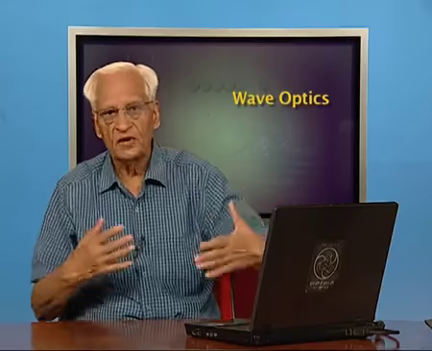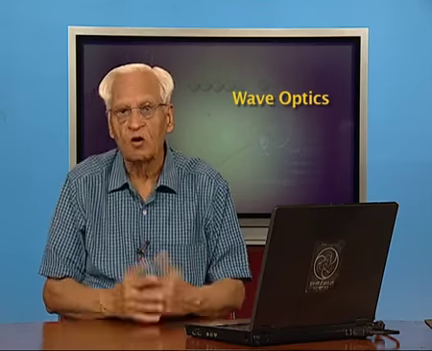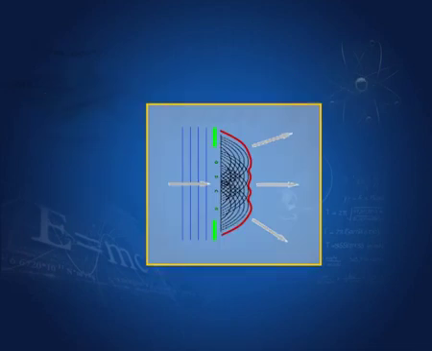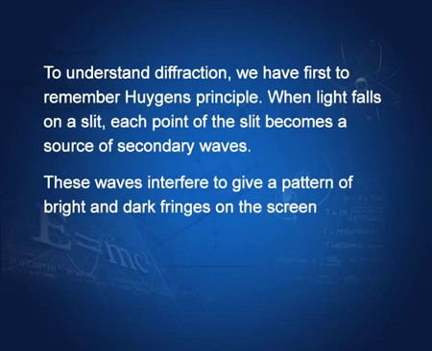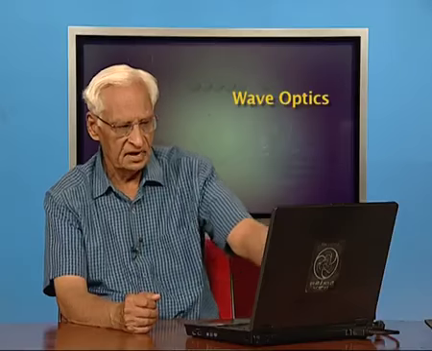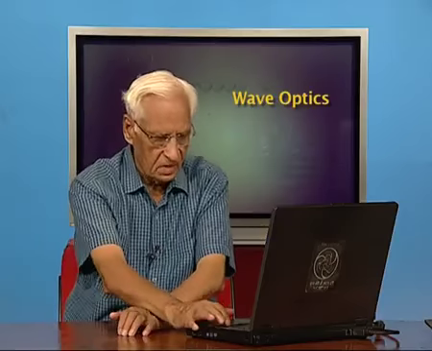Now, so far I have given you examples of diffraction pattern. How do you understand this? For this purpose, we go back to Huygens principle, and now instead of 2 slits, we will just take 1 slit for the time being, and each point on that slit becomes a source of secondary waves. Each point is producing these secondary waves, and these secondary waves then would interfere and give you the diffraction pattern.